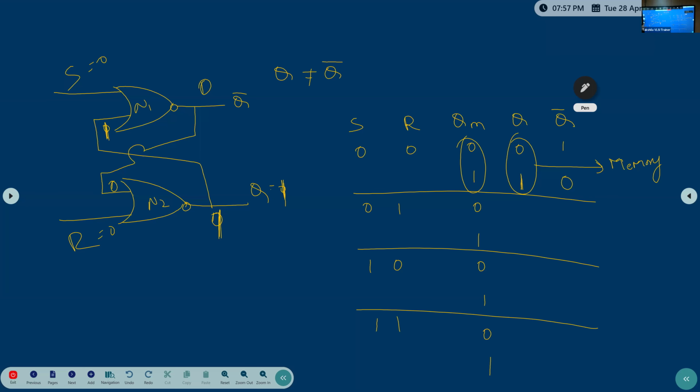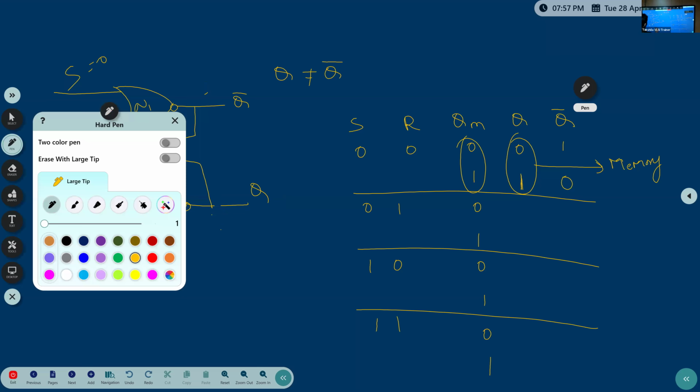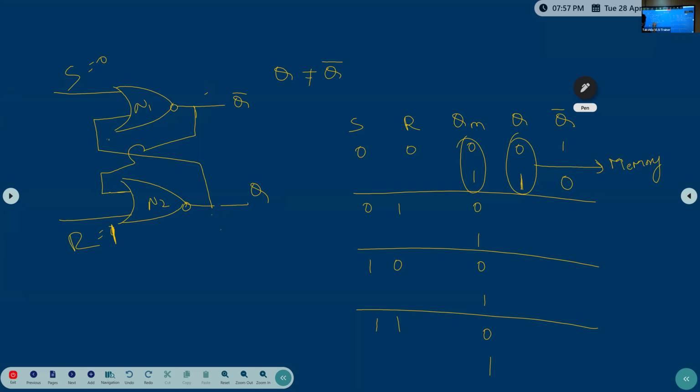Now, second case. S equal to 0, R equal to 1. In this case, if you observe, I already told what the NOR gate's single statement is: any one of the input is high, output will be low. No need to check the other input, right? I can directly say output will be 0, meaning Q will be 0.